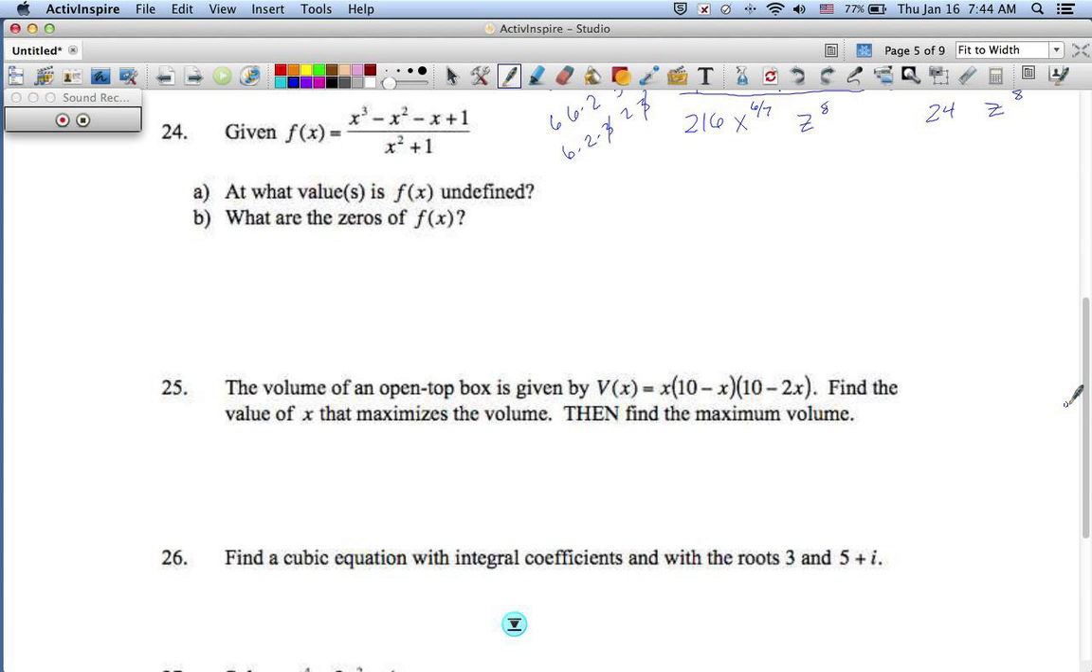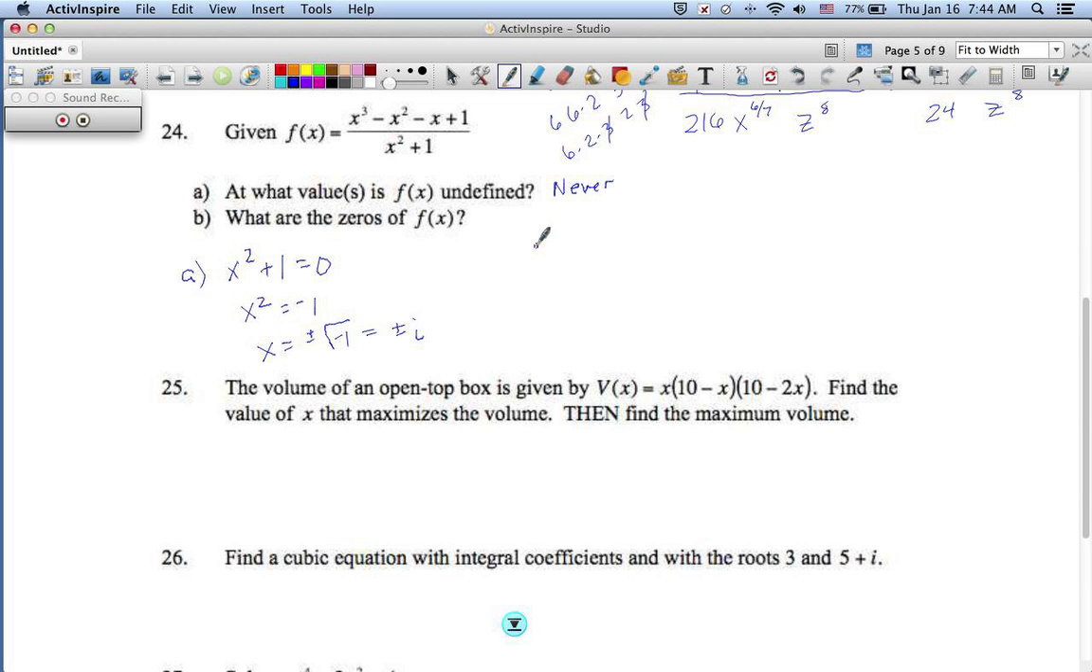Number 24. For what values is f of x undefined? Well, fractions are undefined when denominators equal 0. So part A, we're asking ourselves, when does x squared plus 1 equal 0? Hopefully you see it never does. We're taking a positive number and we're adding 1. But if you don't see that, you're going to try to solve and you're going, oh, that's imaginary. Plus or minus square root of negative 1 is plus or minus I. So never or none.